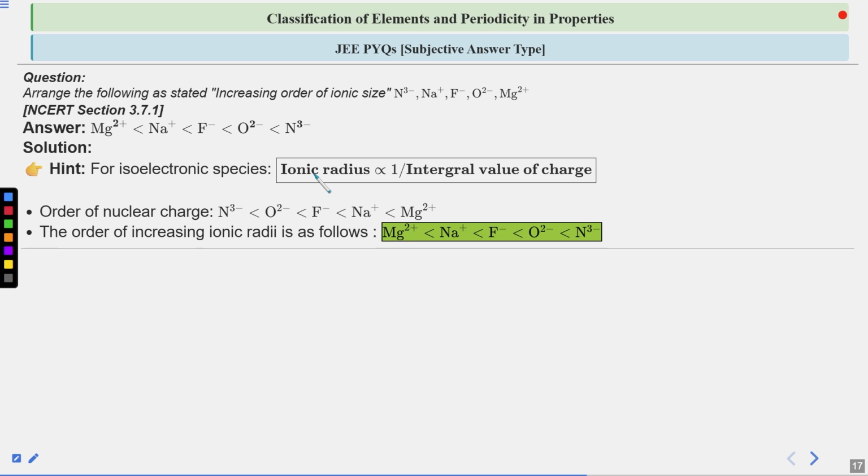And as they are inversely proportional, we can write it in this way, where Mg2+ is the smallest one because of the highest charge on it, as it is experiencing the greatest effective nuclear charge as compared to all of these. So we've already talked about the effective nuclear charge. So that is the reason we are seeing this trend between the ionic radius and the integral value of charge.